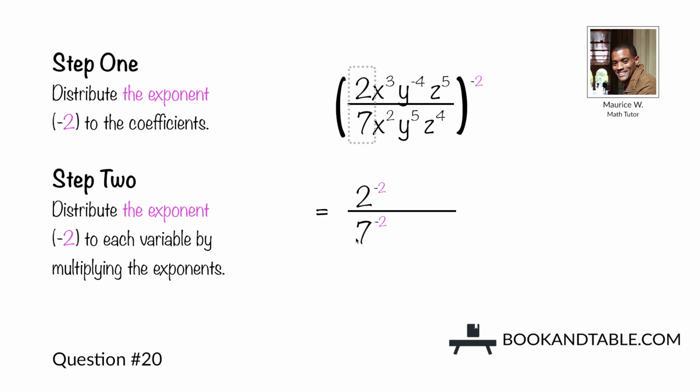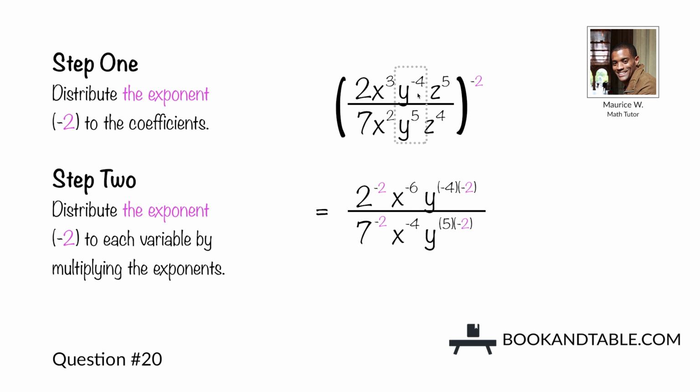Step 1. Distribute the exponent negative 2 to the coefficients 2 and 7. That gives you 2 to the negative 2 in the numerator and 7 to the negative 2 in the denominator. Step 2. Distribute the exponent negative 2 to each variable by multiplying the exponents. So starting with our x's, we have x to a power of 3 in the numerator. So we multiply this 3 times the negative 2, and that will give us x to the negative 6 in the numerator. In the denominator, we have x squared to a power of negative 2. So that will give you x to a power of negative 4 in the denominator.